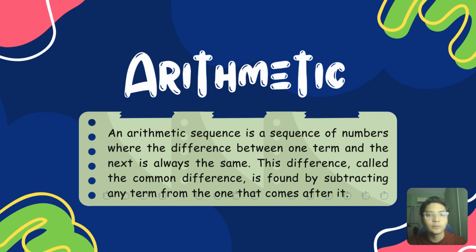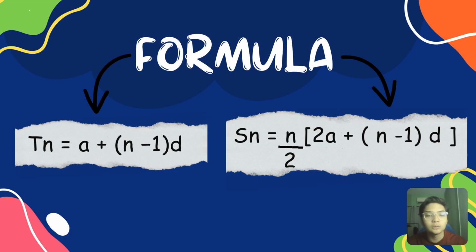Let's see the formulas, because we have two formulas in arithmetic sequence. The first formula is how you calculate Tn. Tn equals a plus n minus 1, in brackets, times d. And the second formula is Sn equals n over 2, in brackets, 2a plus, in brackets, n minus 1 times d. Let's dive a little bit more into these two formulas.